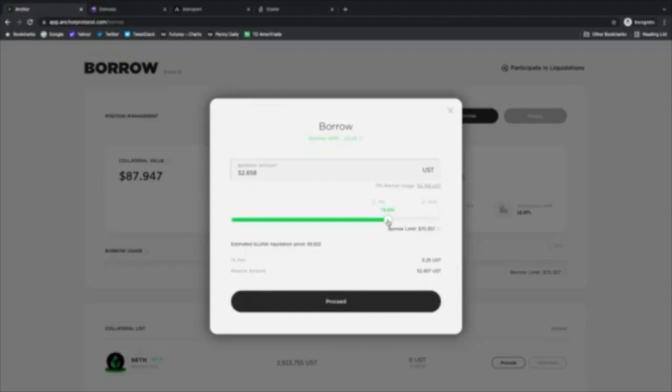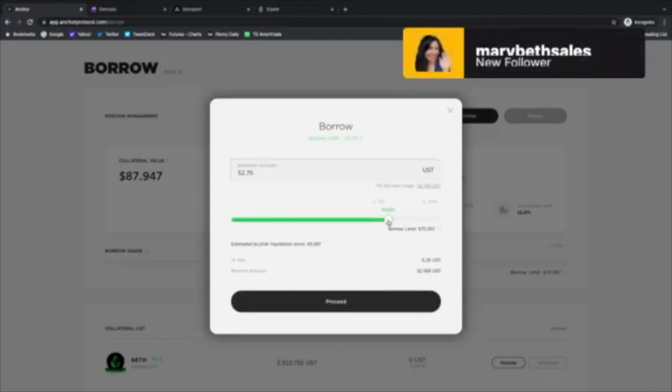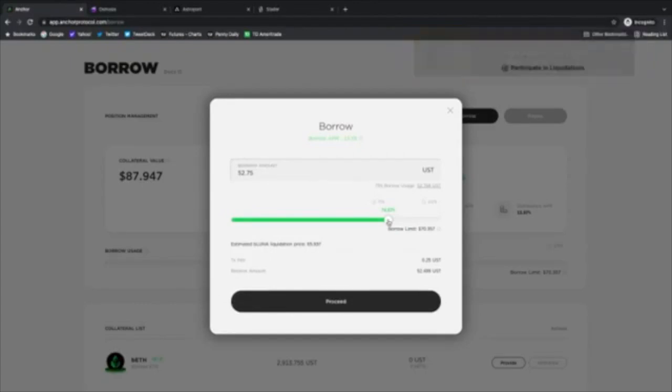So yeah, 75% would be kind of a zone where, if I'm willing to pay attention to it, right, and watch Luna's price, that's probably okay. But in crypto, if you want to be really safe, you're probably closer to maybe 60% loan to value on that slider.